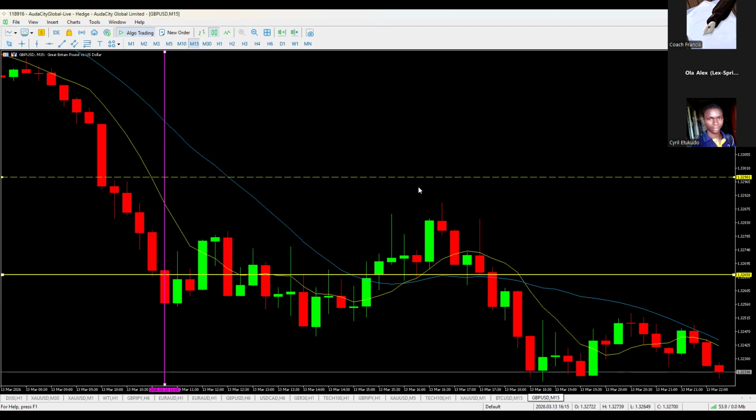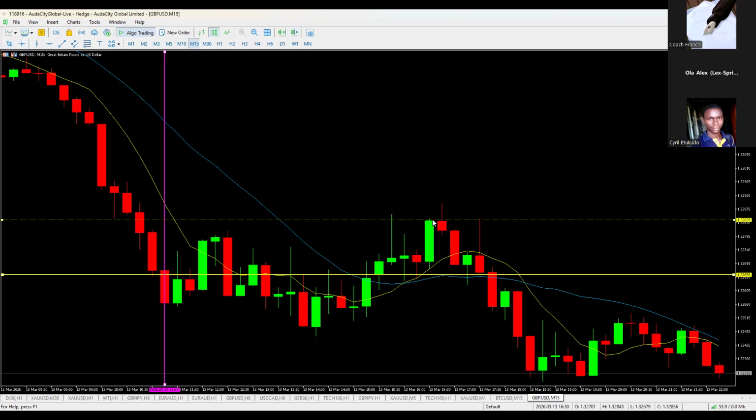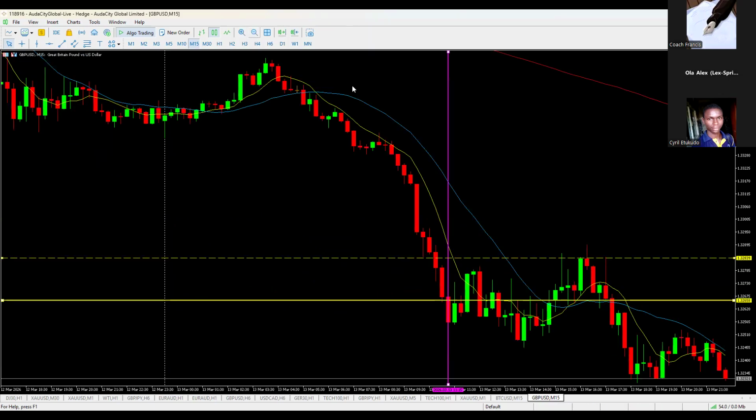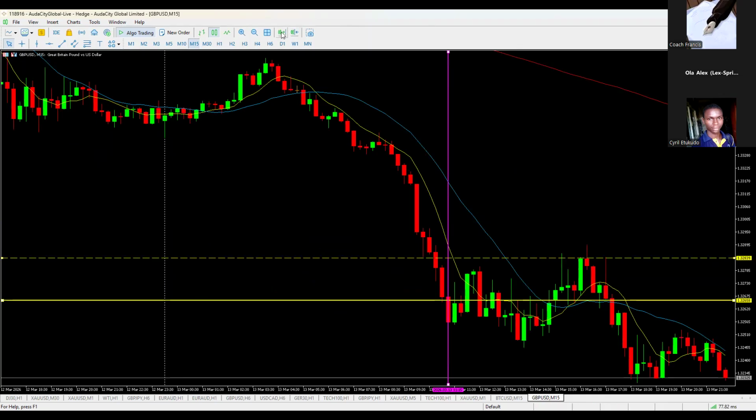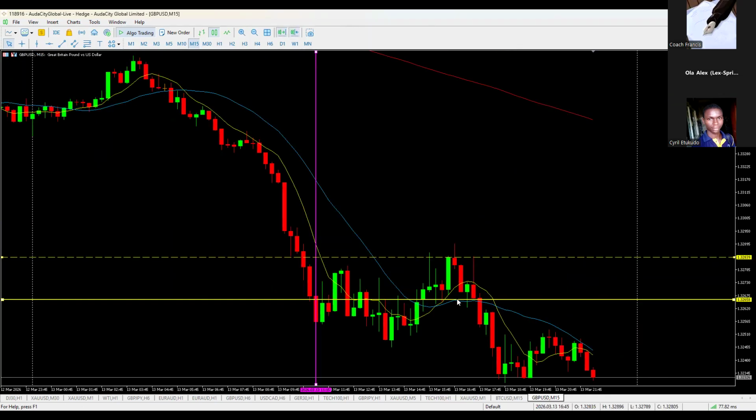So usually once the color switch happens, even though there's a doji as well, once the color switch happens, we enter. Now, unfortunately, if you entered this one, let's make it smaller again. If you entered this one, it would have been a loss. You would have entered here and immediately it came down.